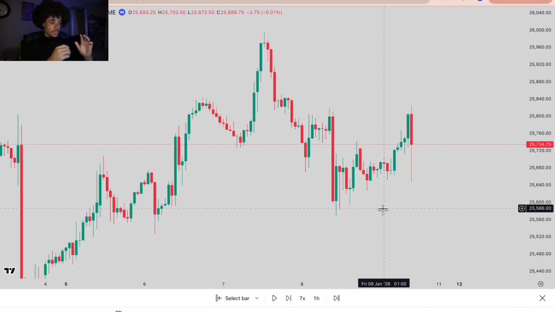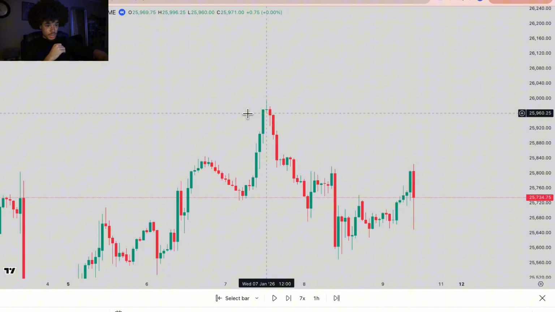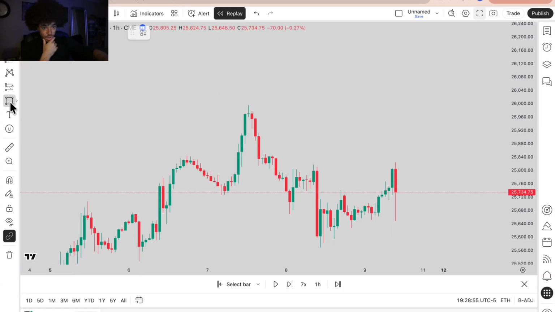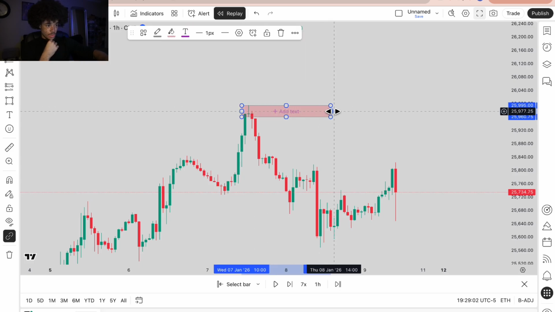Now I'm gonna pause it right here. Okay, try to find where our supply zone was at. I'm gonna give you a couple seconds. It is right here. This right here is our supply zone.